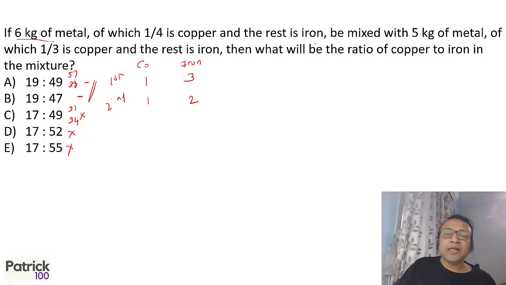One more way of eliminating: the total is 6 kg plus 5 kg, equal to 11 kg. That means the total quantity should ideally be a multiple of 11. So if I add it up, 19 plus 49 is 68, not a multiple of 11. 19 plus 47 is 66, a multiple of 11. 17 plus 49 is 66, a multiple of 11. 17 plus 52 is 69, not a multiple of 11. And again here, 17 plus 55, not a multiple of 11.